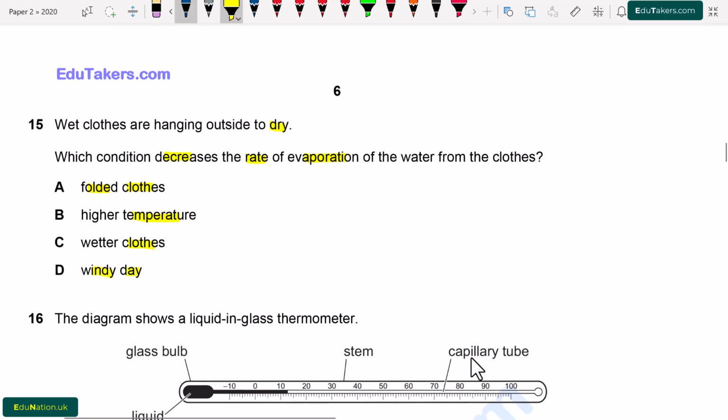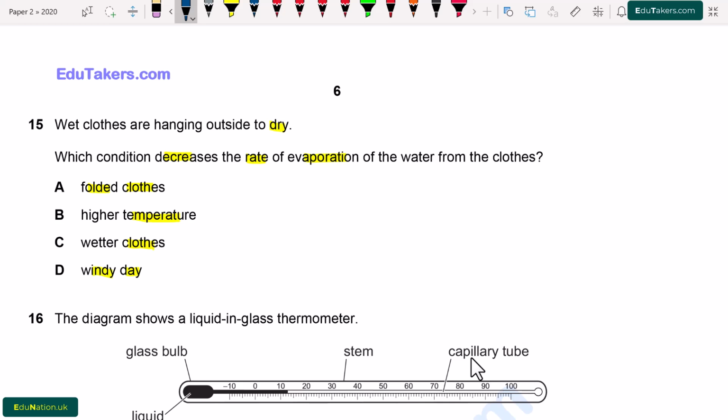So from here, the rate of evaporation can be affected by the wind, temperature and area. If the area is larger, then the rate of evaporation will be larger. And if the temperature is higher, the rate of evaporation will be higher. Same for the wind.